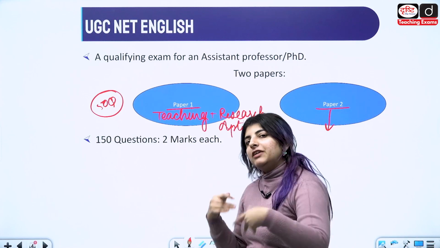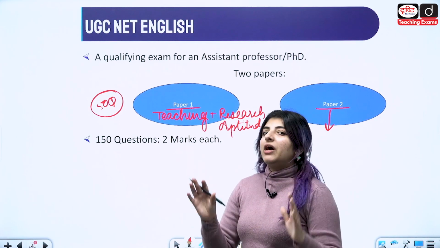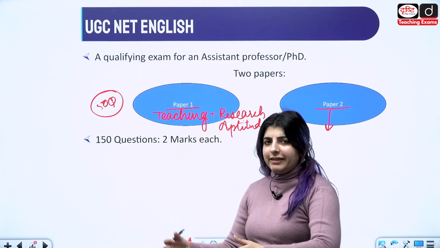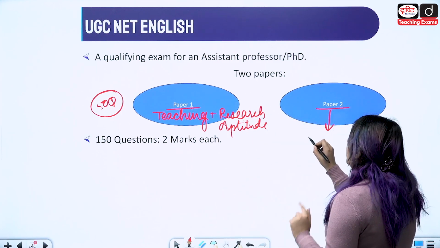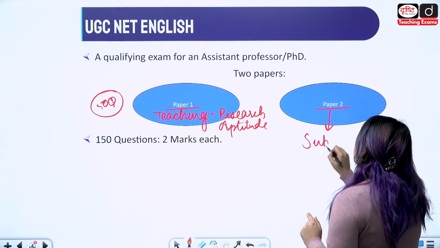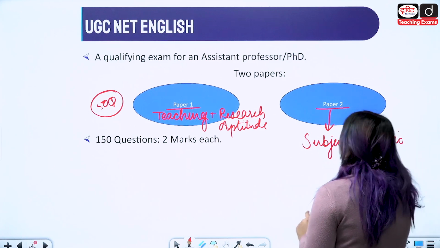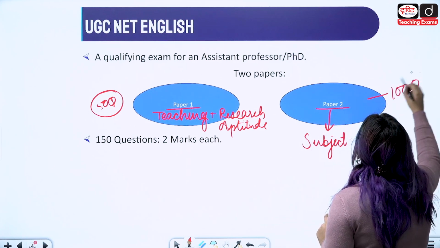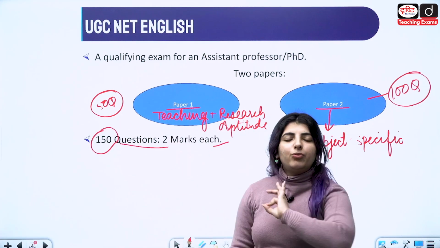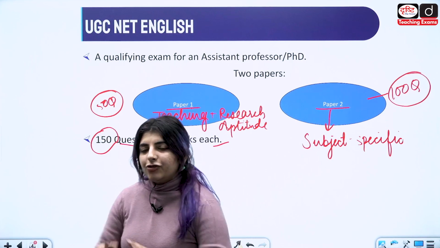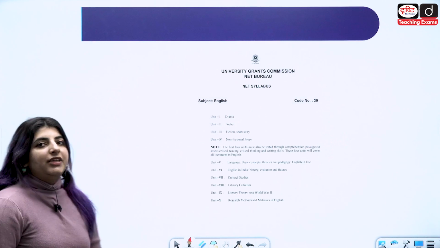So in this case, if you have done your masters in English literature with 55% of marks without rounding them off for the general category, and for other categories a minimum of 50%, paper 2 would be subject specific. Here we are talking about English literature majorly. There are 100 questions of 2 marks each, with no negative marking, so your entire paper will be of 200 marks. So this is the syllabus.